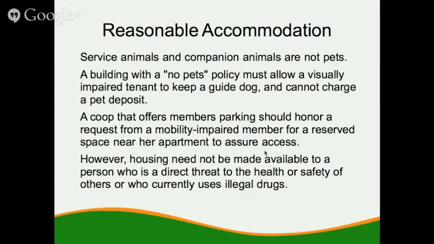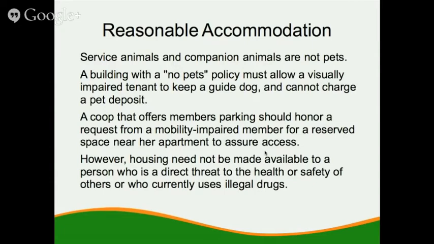And similarly, if a co-op has a no pets policy, then you can't refuse to let somebody move in with a guide dog. You'll sometimes see this, if you go to a restaurant, it might say, no pets allowed, and then have a second exception to that saying, this doesn't count service animals or something like that. So be aware that if you have a no pets policy, that doesn't apply to guide animals or to companion animals, and you can't charge that person a pet deposit.